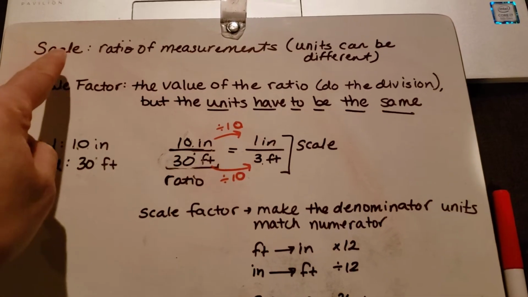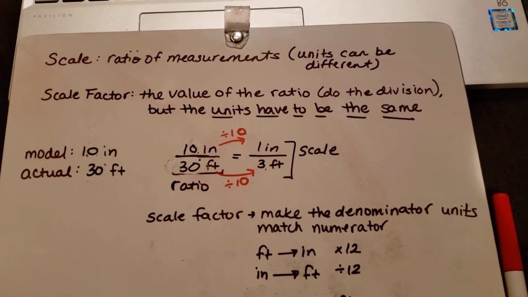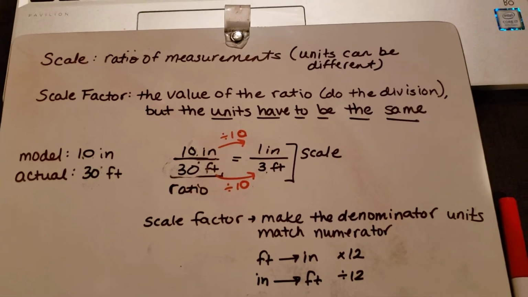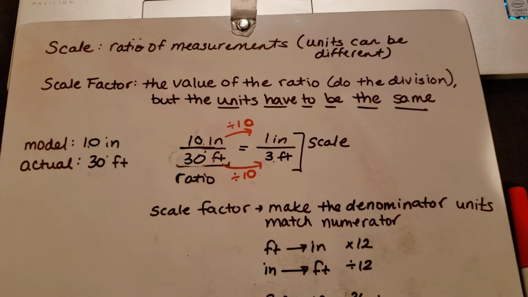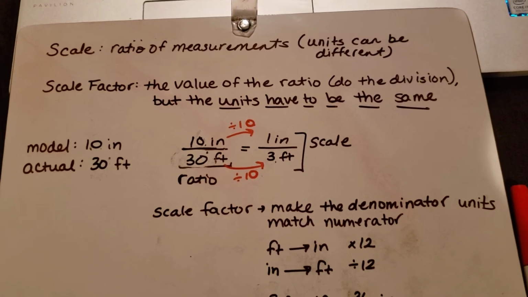So, scale is the ratio of the measurements. The units can be different on it. You can say, 1 inch equals a mile, 6 inches is 4 feet, whatever. The units are different.